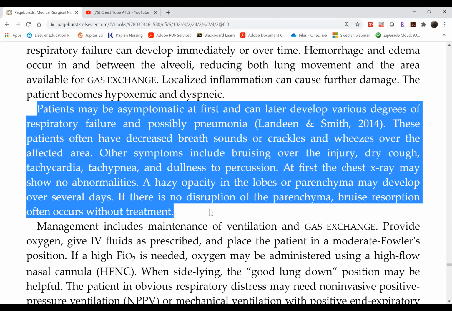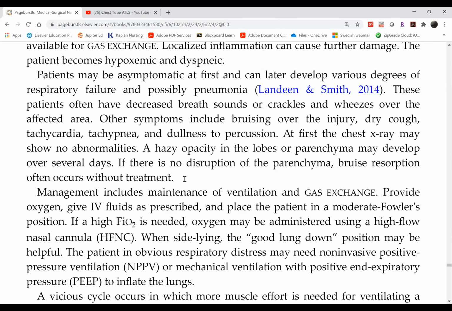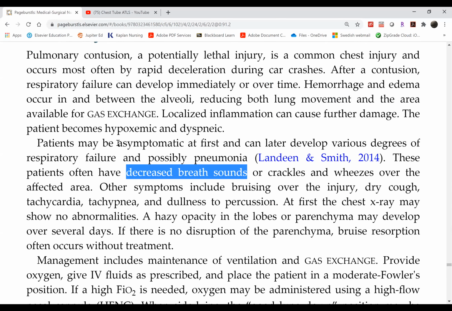Key thing to note here is if there is no disruption to the parenchyma, so we're talking about the lung tissue itself, not just the connective tissue part of the lung, bruise resorption is going to resolve without treatment, meaning there's no need for surgery or anything invasive like that. So these are your signs and symptoms. They may not occur at once.